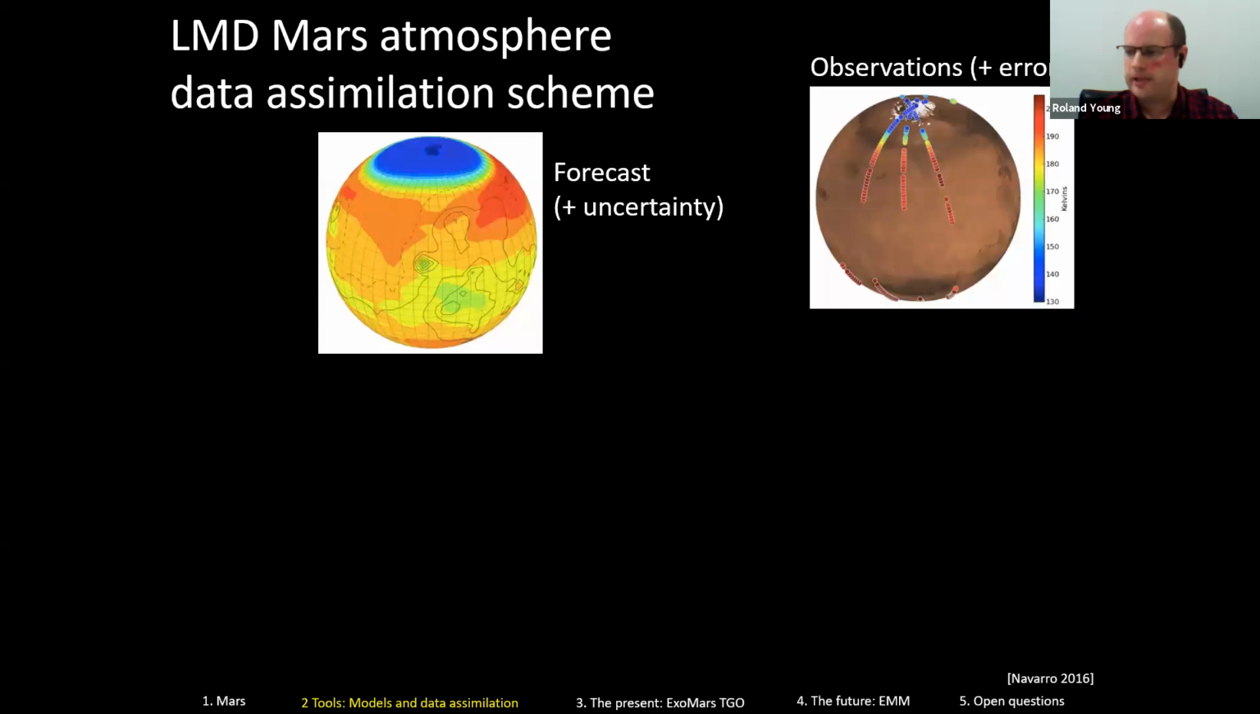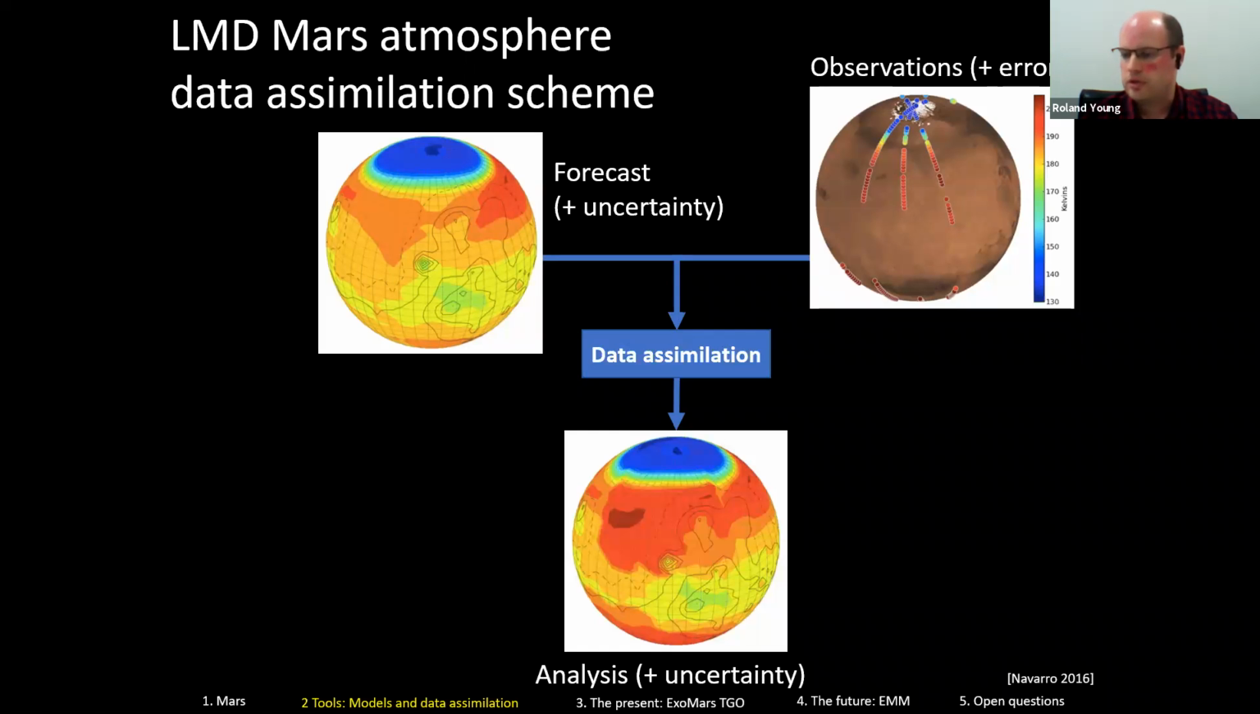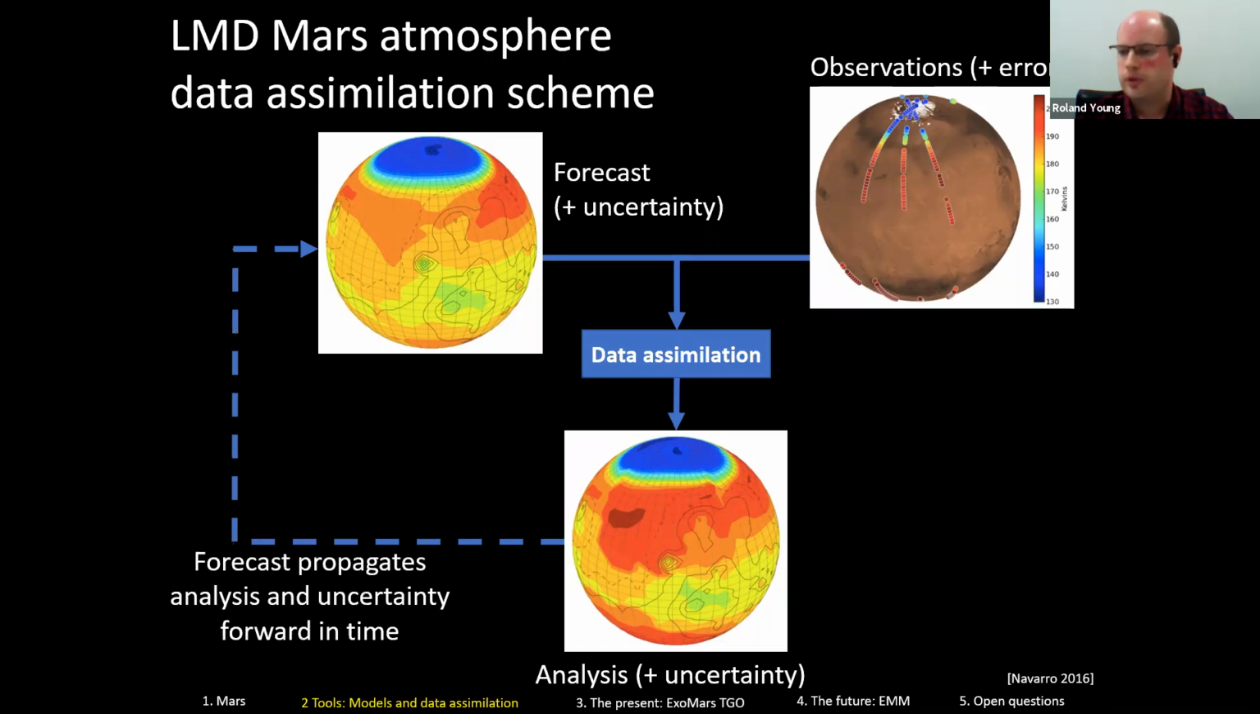And these two are then combined using this technique to produce this analysis, which also has an uncertainty associated with it. And then from that point, that gives you a starting point for the next set of forecasts. And you run a forecast forward in time to get a new series of forecasts. And then you combine that forecast with the observations that are newly available at that new time.